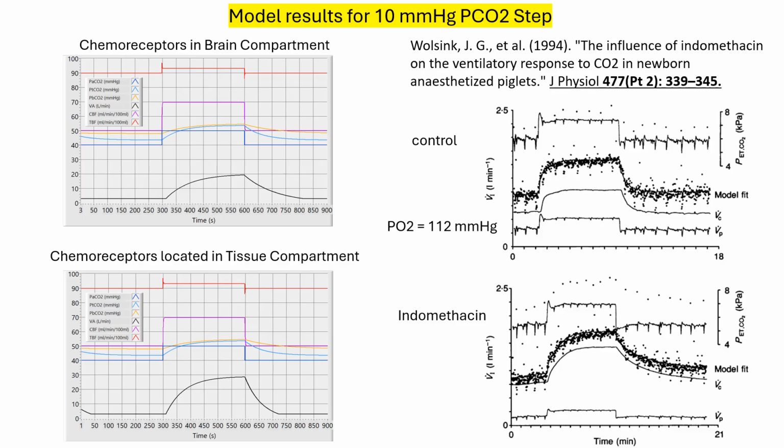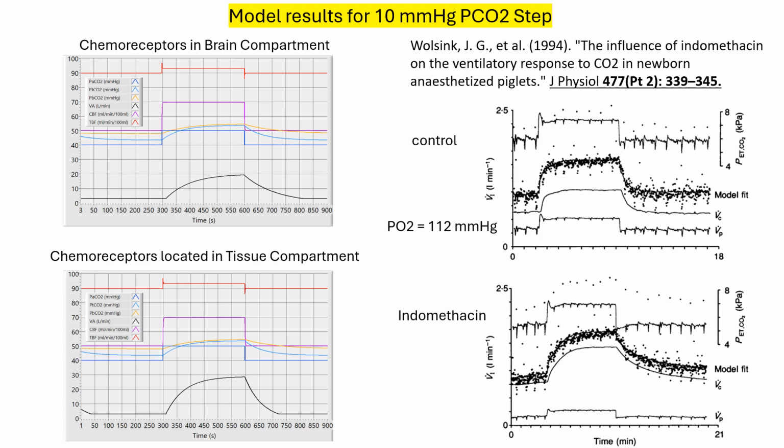Indeed, Volsink and colleagues in 1994, shown on the right, found that indomethacin decreased cerebral blood flow, attenuated the cerebrovascular sensitivity to CO2, and stimulated ventilation in newborn piglets. Their experiments confirm the model results and show, at least in piglets, that a decrease in cerebral blood flow in the central chemoreceptor tissue in this experiment induced by indomethacin does increase the central chemoreflex.